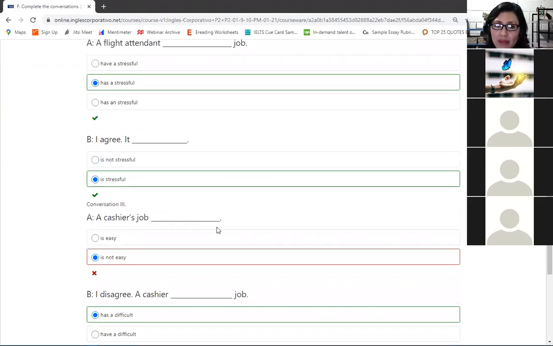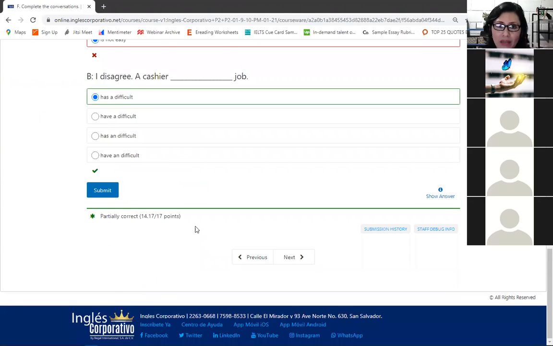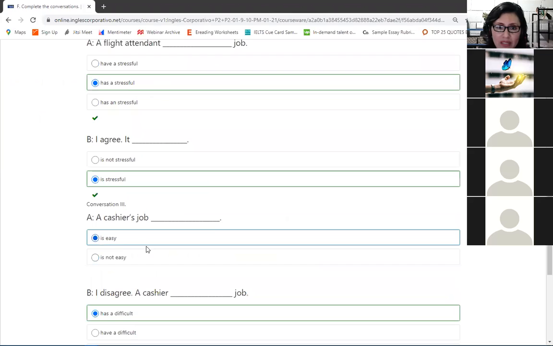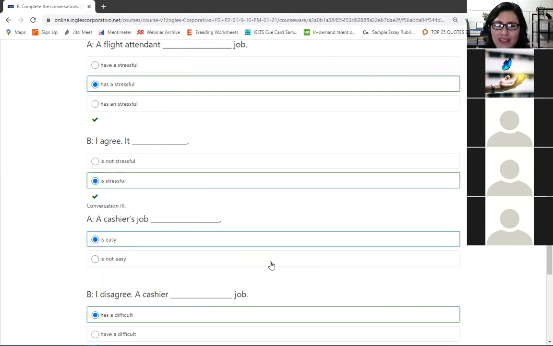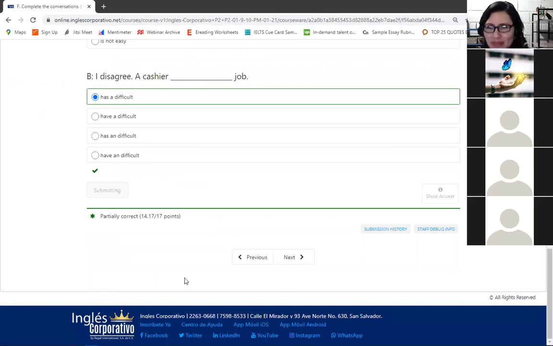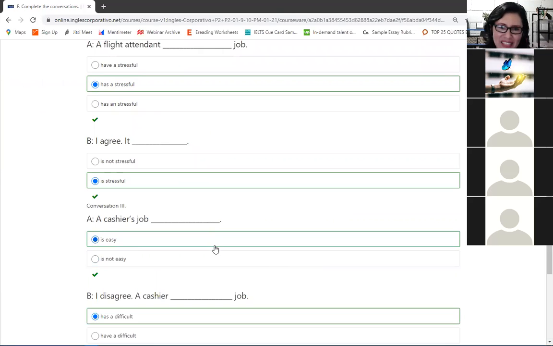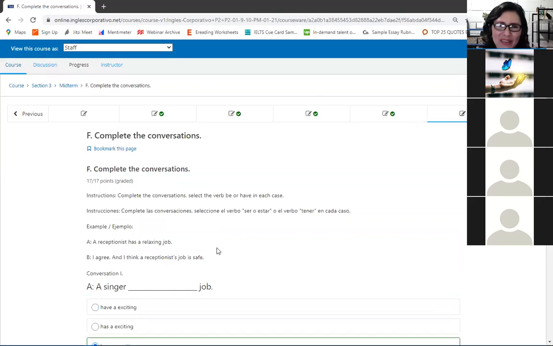¿A usted cuál le sale mala? Perdón. No, a mí. Vamos a ver. Ahí está. It's easy. Pues entonces no están de acuerdo con nosotros. Para nosotros es difícil. Para ellos es fácil. Ok. Ahí está entonces. Ok, so there you go.